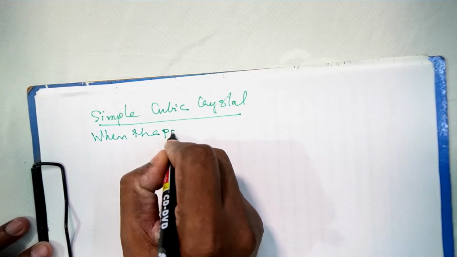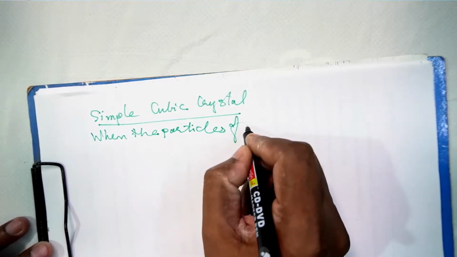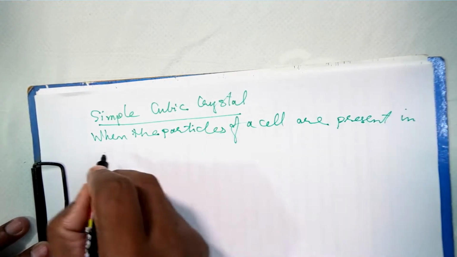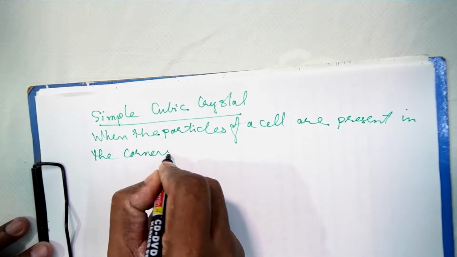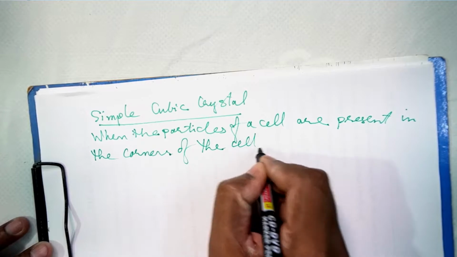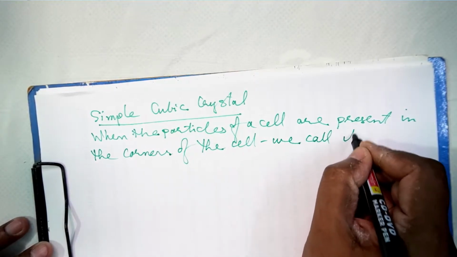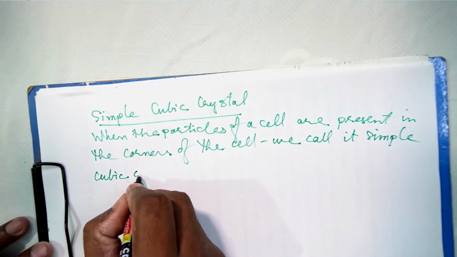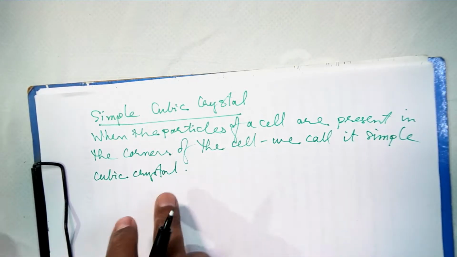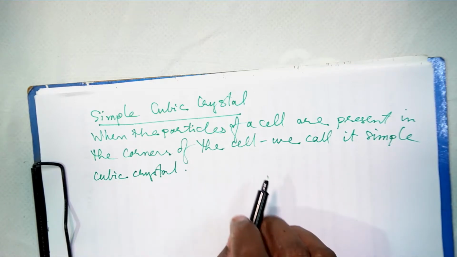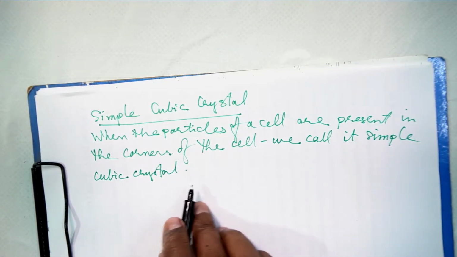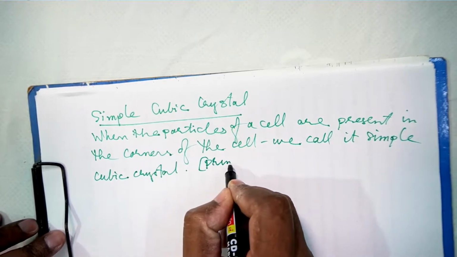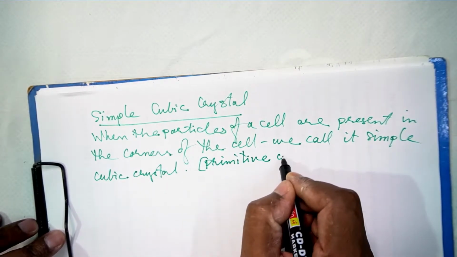When the particles of a cell are present in the corners of the cell, we call it simple cubic crystal or a simple cubic lattice or simple cubic unit cell, or it is also known as a primitive cell or primitive cubic cell.